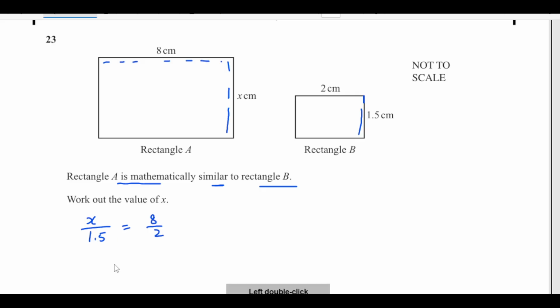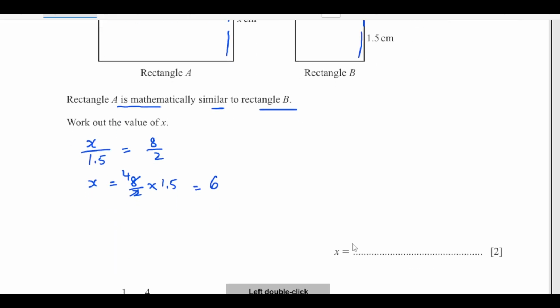2, right. Now just simplify, x is going to be 8 over 2 times 1.5. So, 2 times 4, 4 times 1.5 is going to be 6. So, the value of x is 6 here.